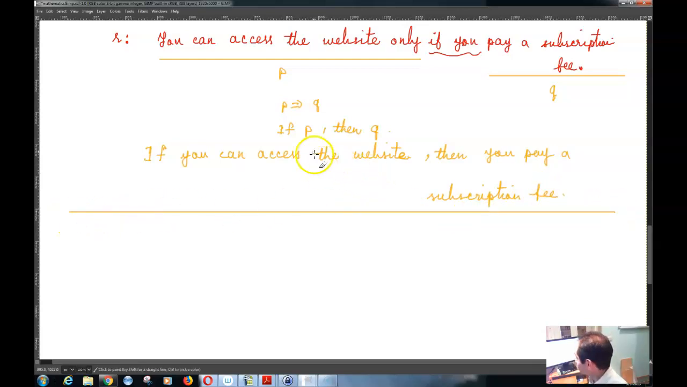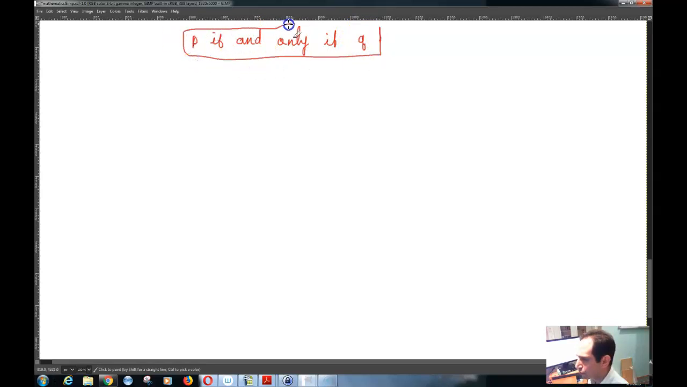So this was question number 3. Now question number 4 is: rewrite each of the following statements in the form P if and only if Q. They want to write all of these statements in this form.